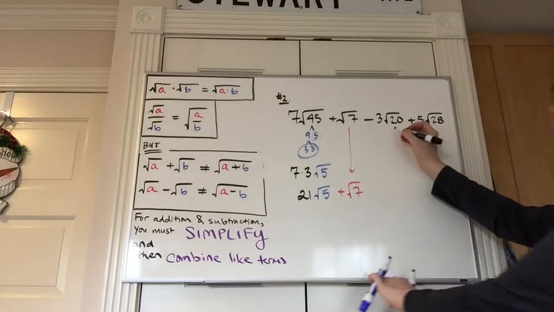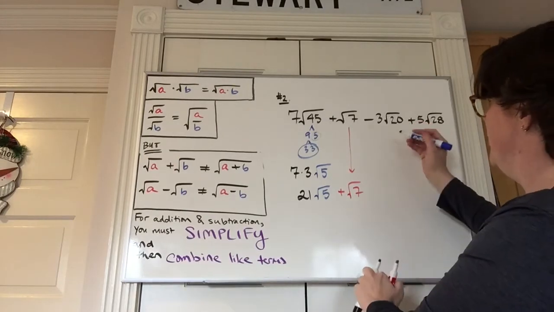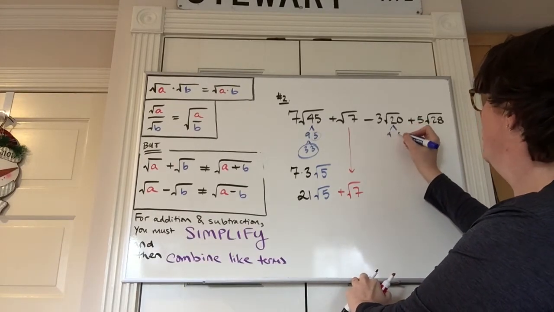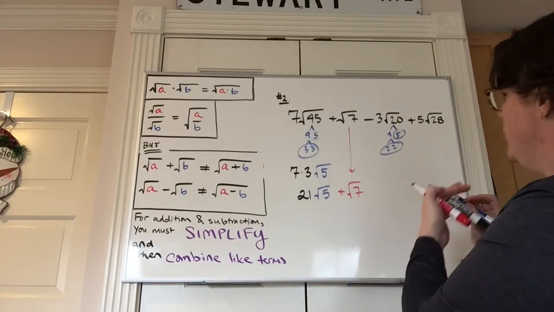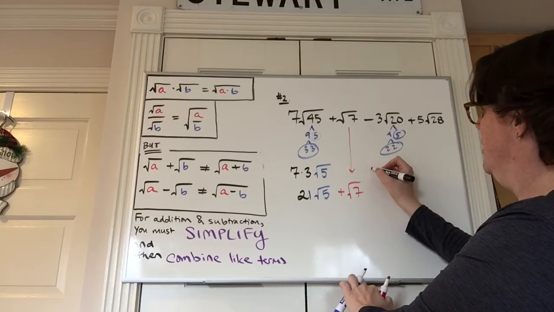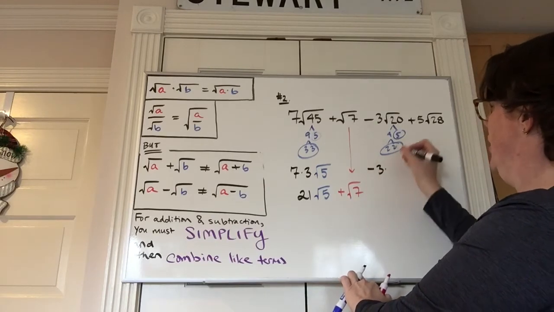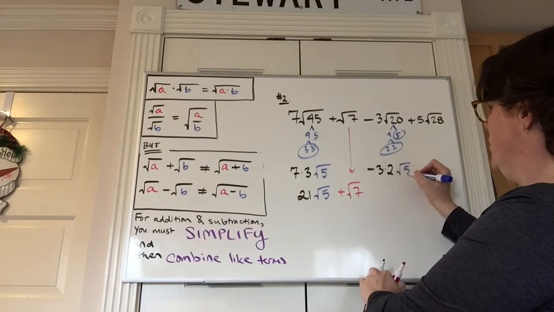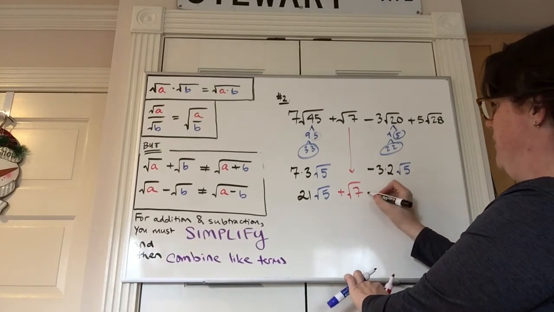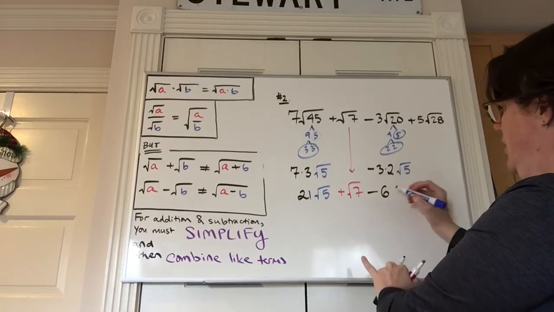Okay, but the square root of 20 does simplify. I know that that has in it 4 times 5, so 2, 2, 5. So I'm going to be able to pull out a 2, and there's going to be a 5 that stays inside. So I have minus 3, a 2 comes out, and then I still have root 5 underneath. This is going to become minus 6 times the square root of 5.